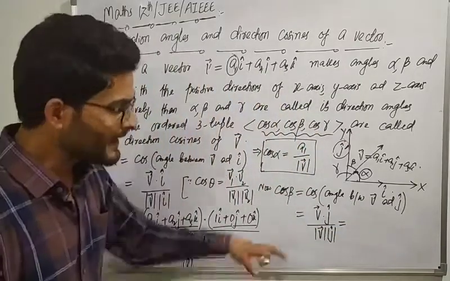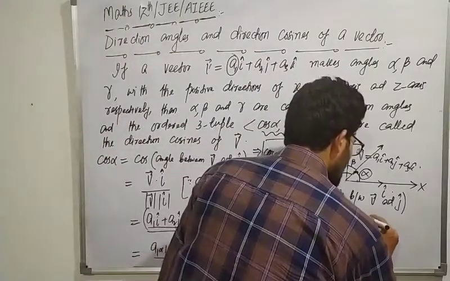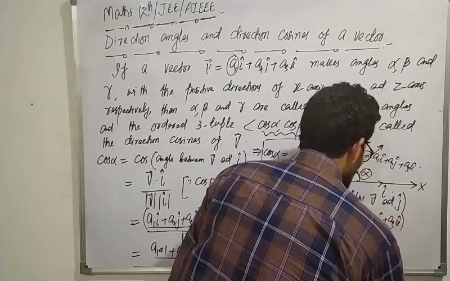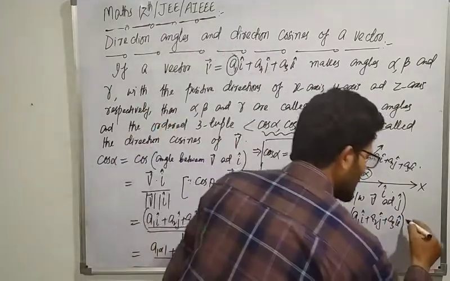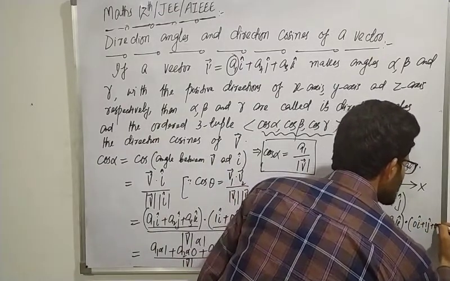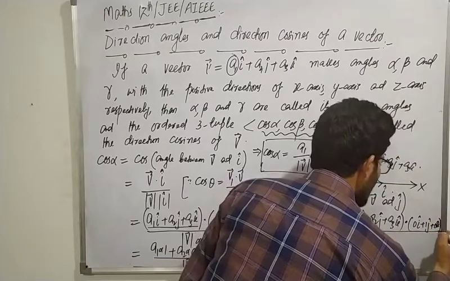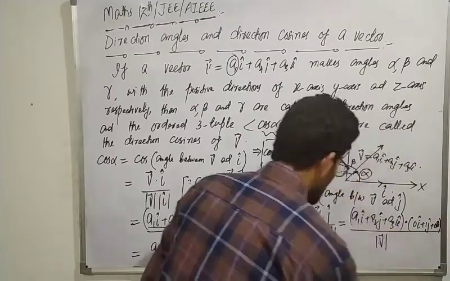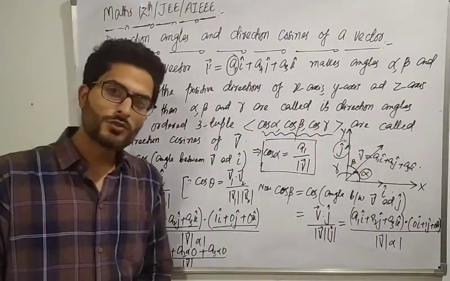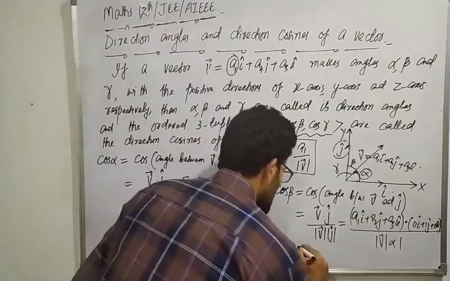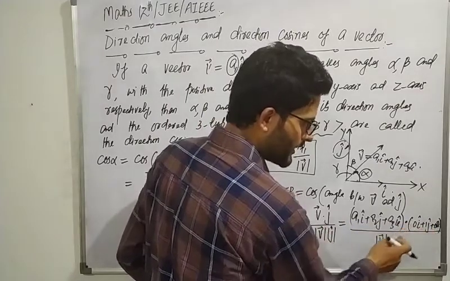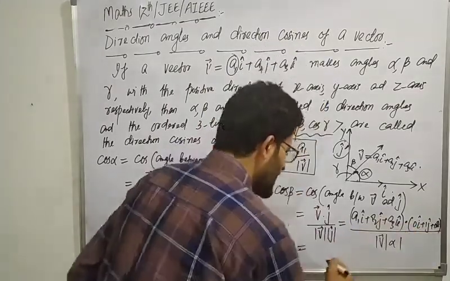That's further equal. v का फिर से अपना वैल्यू पुट कर दो, a1i plus a2j plus a3k डॉट कर दो j के साथ, लेकिन j के बदले हम लिख सकते हैं शाबाश 0i plus 1j plus 0k divided by magnitude of vector v into magnitude of j. What is that? 1, because j is a unit vector and the magnitude of unit vector is always 1. So that's further equal. शाबाश डॉट प्रोडक्ट कर दो, a1 into 0 is 0, a2 into 1 is a2, a3 into 0 is 0. तो क्या रहेगा? a2.